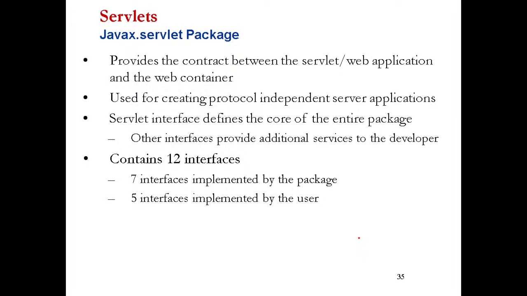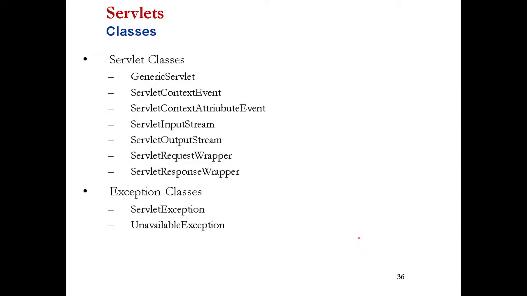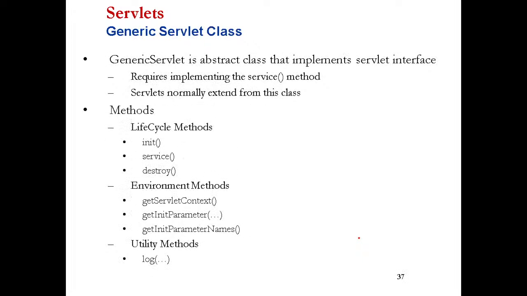The Java servlet package contains 12 interfaces: 7 interfaces implemented by the package and 5 interfaces implemented by the users. These are the servlet classes: GenericServlet, ServletContextEvent, attribute event, input stream, output stream, and exception classes, including UnavailableException. The GenericServlet class has 3 methods: init, service, and destroy. Some environment methods are also provided: getServletContext, getInitParameter, and getInitParameterNames.